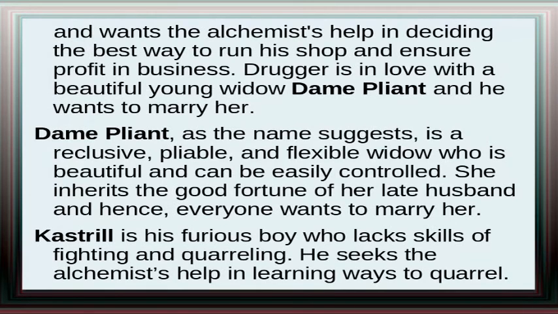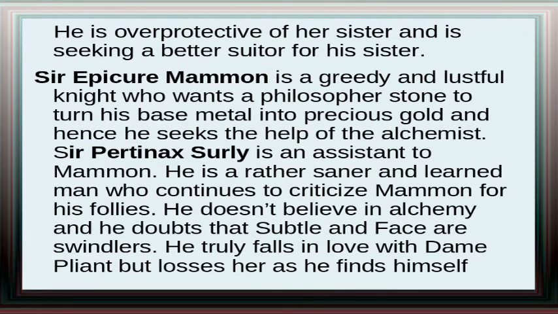Drugger is in love with a beautiful young widow, Dame Pliant, and he wants to marry her. Dame Pliant, as the name suggests, is a reclusive, pliable and flexible widow who is beautiful and can be easily controlled. She inherits the good fortune of her late husband, and hence everyone wants to marry her. Kastril is her furious brother who lacks skill of fighting and quarreling. He seeks the alchemist's help in learning ways to quarrel. He is overprotective of his sister and is seeking a better suitor for her.